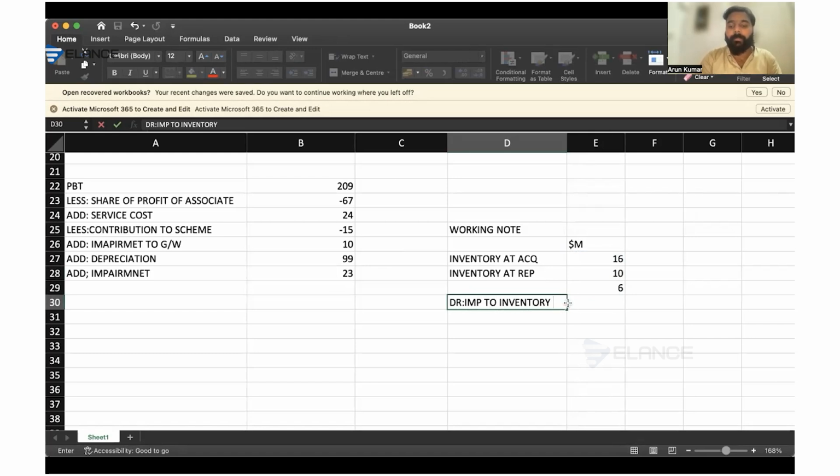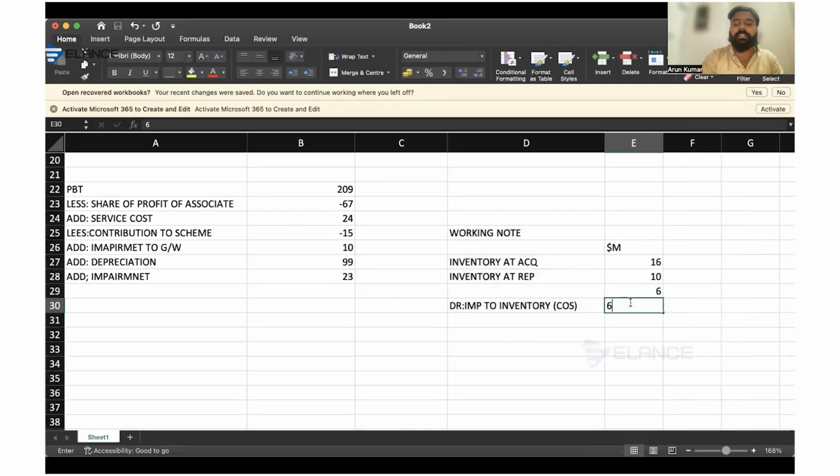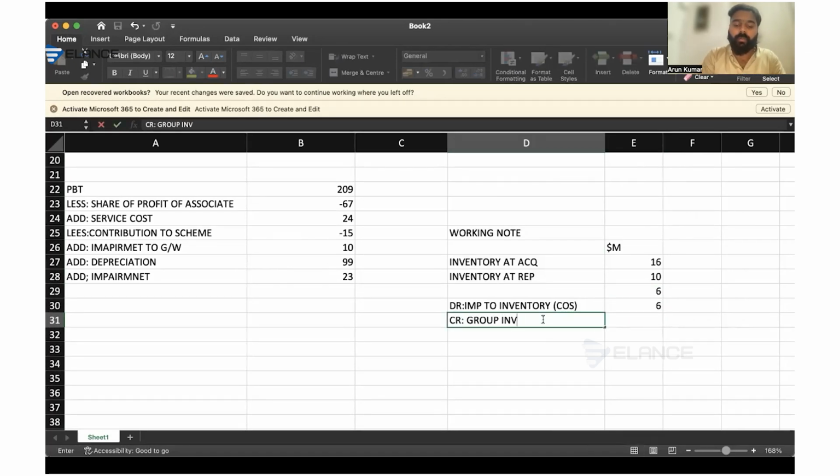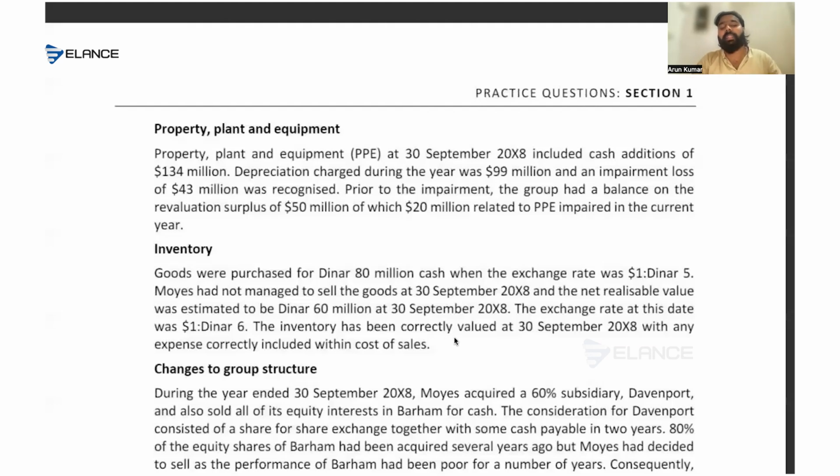So debit inventory and we will charge it to cost of sales, which is 6 million. This is what the company have done, and credit it from the group inventory. So we will deduct it from the inventory balance as well, 6. Is that clear, everyone? This is what the company have done because they mentioned it here. They have accounted it correctly. The inventory is currently calculated with expense currently included in the cost of sales. Is that clear, everyone?